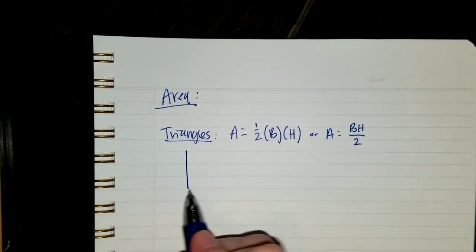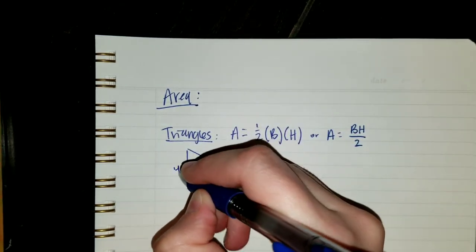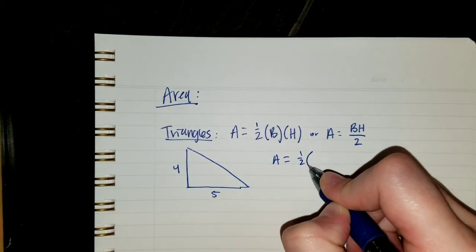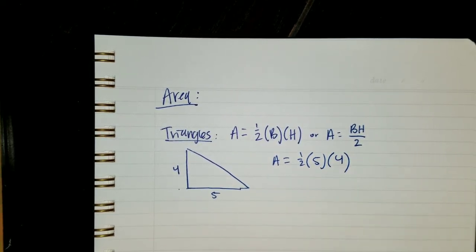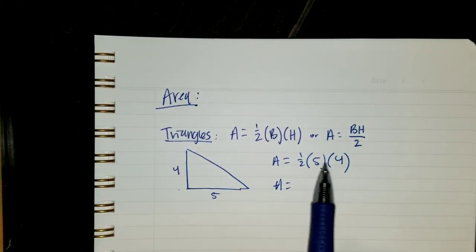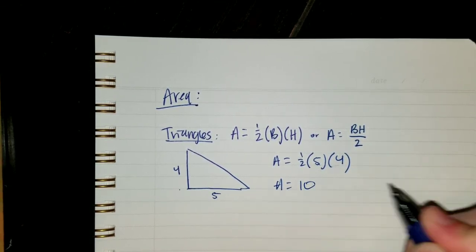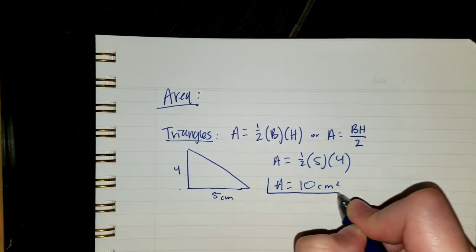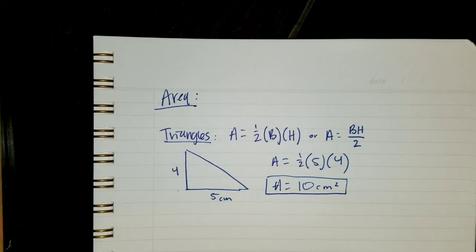So if we look at a triangle, if this is 4 and this is 5, the way we're going to find our area is 1/2, our base is 5, our height is 4, and then we just multiply. 5 times 4 is 20, times 1/2, that's going to be 10. If this was centimeters, it's going to be 10 centimeters squared. Your area means that your unit is always going to be squared, because it's one dimension times another.